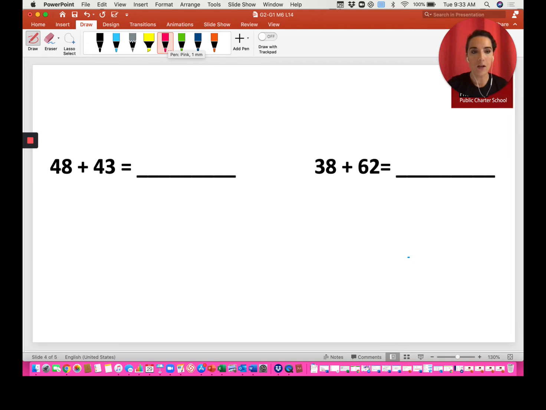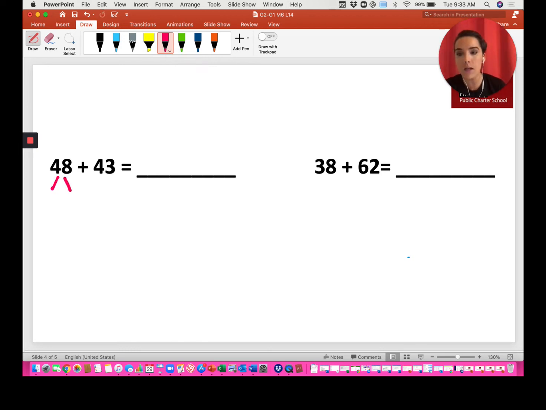Excellent job, second grade. You may have decided to decompose 43, and that's okay because we've been used to decomposing that second number. But in this problem, because 43 and 48 are so close to each other, it doesn't actually matter which one you decompose. So I am going to decompose the number 48 just because I want to do something different. You could have done 43. I'm going to choose to do 48.